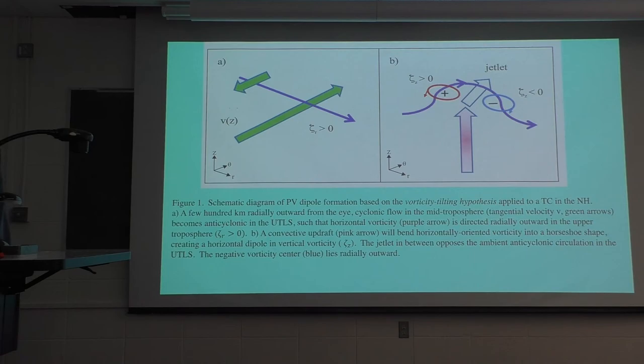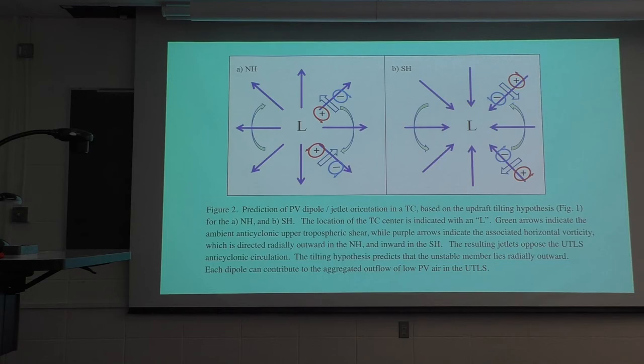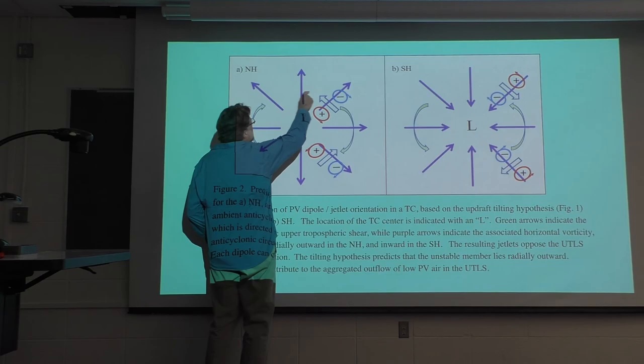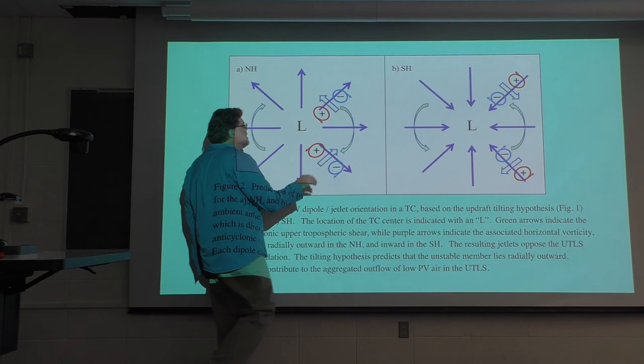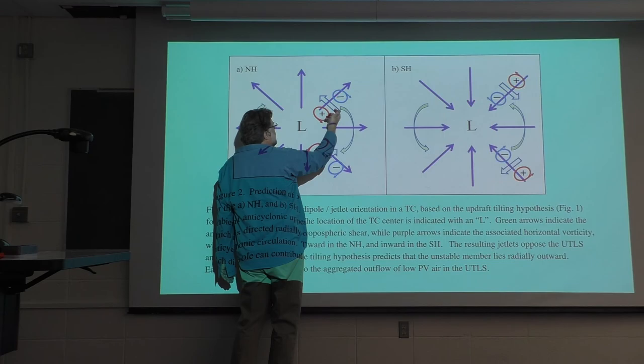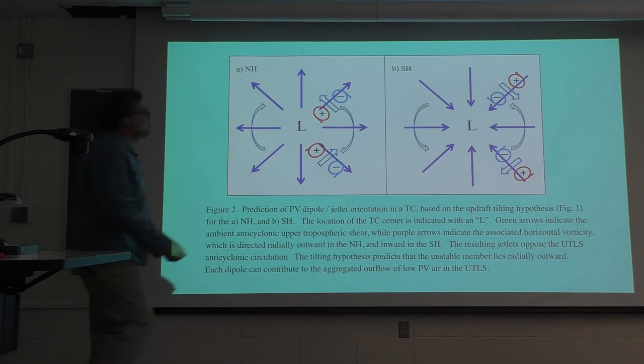So here's, first of all, just to complete this discussion of how jetlets and dipoles are oriented in a tropical cyclone, based purely on the updraft tilting hypothesis. In this one, we have upper tropospheric shears that are anticyclonic, and that means that vorticity is pointed radially outward. And so an updraft right here will tilt this vorticity to point upward on the inside and downward on the outside, with a jetlet resulting in between that's in the opposite direction to the shear. And the negative center is radially outward, and it's to the left of the shear.